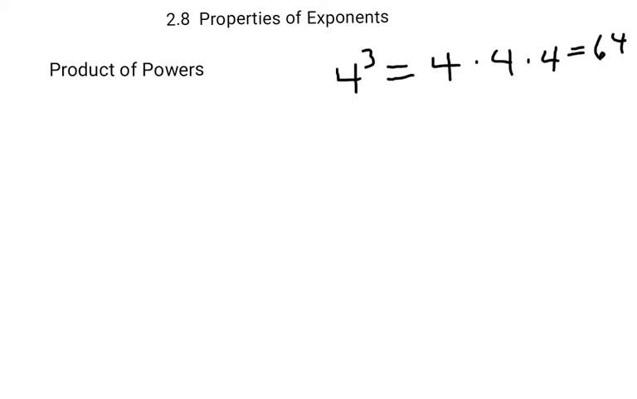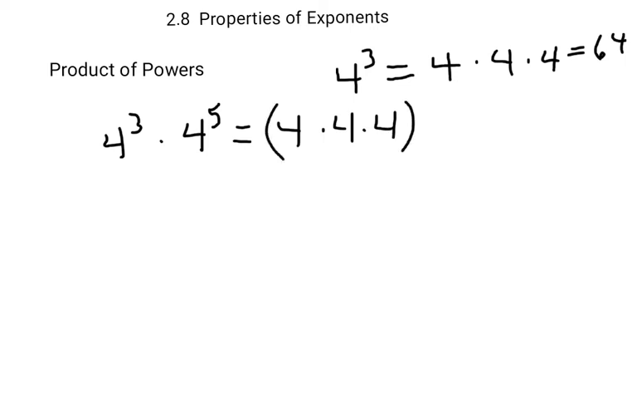Product of powers involves multiplying things with the same base. And we'll use the 4 again. 4 to the third multiplied by 4 to the fifth. And what that would look like would be all this. 4 times 4 times 4, that would be this part of it. Then this part would be 4 multiplied 5 times.